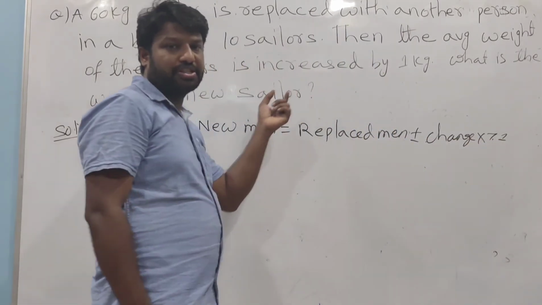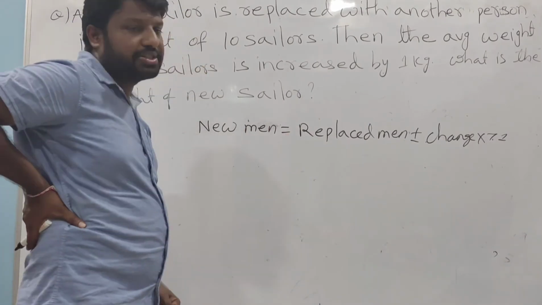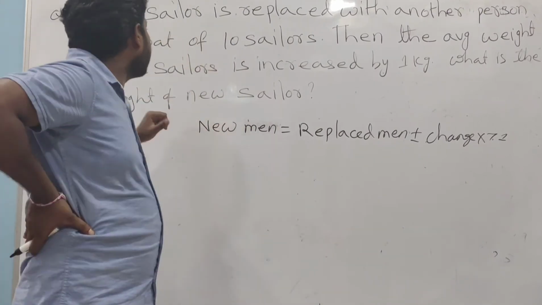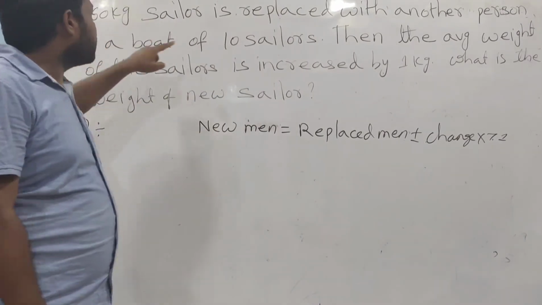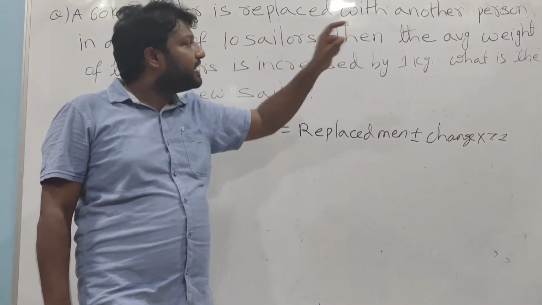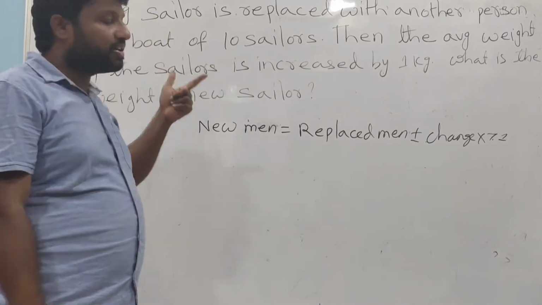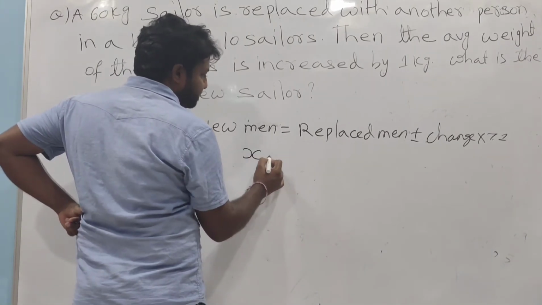Now these are previous year problems. That's why I am doing them here. New man is equal to replaced man plus or minus change into total innings. No difference in that formula, just a small change. Okay. New man. Here a 60 kg sailor is replaced with another person in a boat of 10 sailors. Then the average weight of the sailors is increased by 1 kg. What is the weight of the new sailor? So I am taking new man as the new sailor. His weight is x.